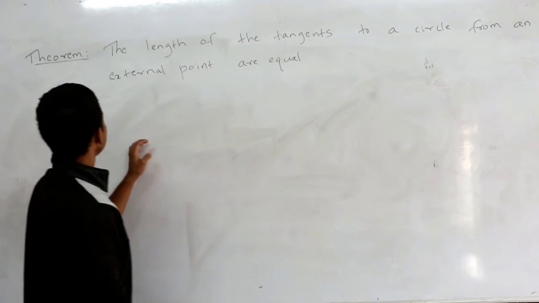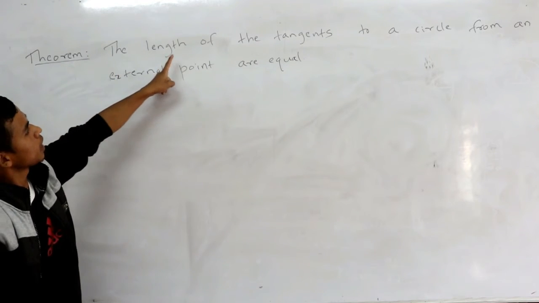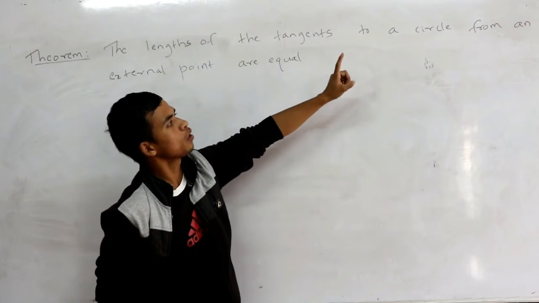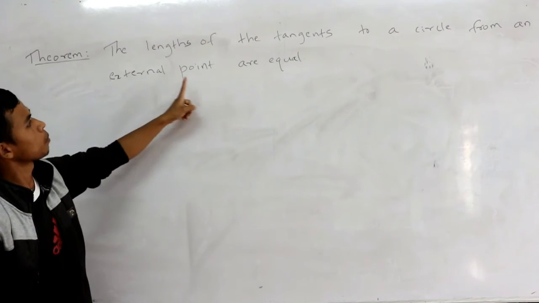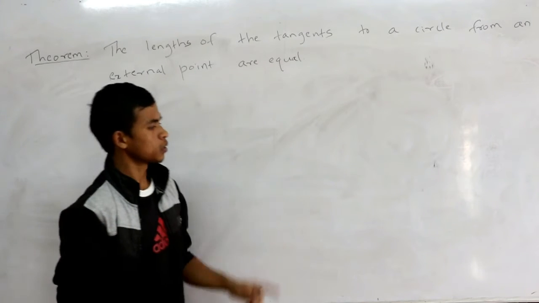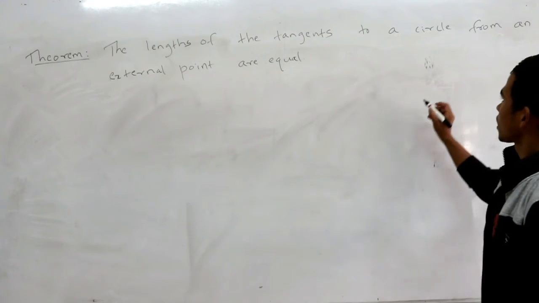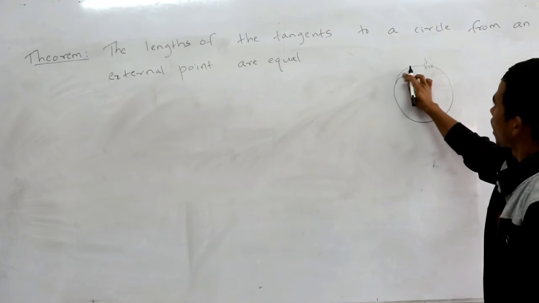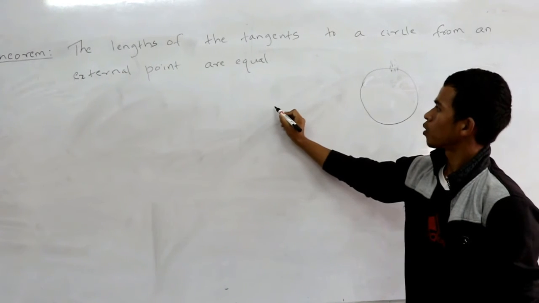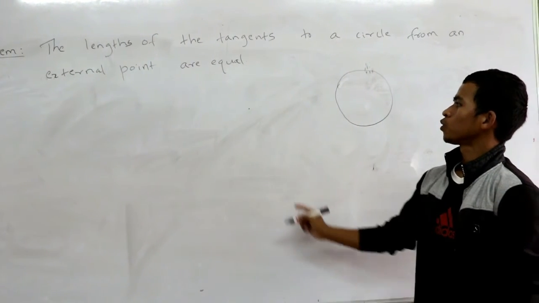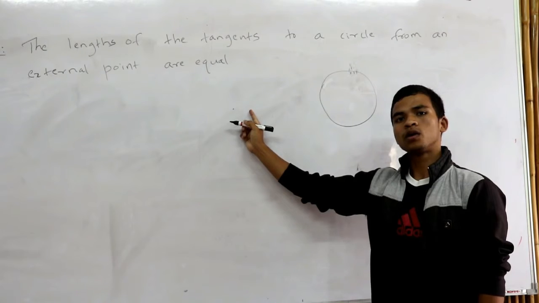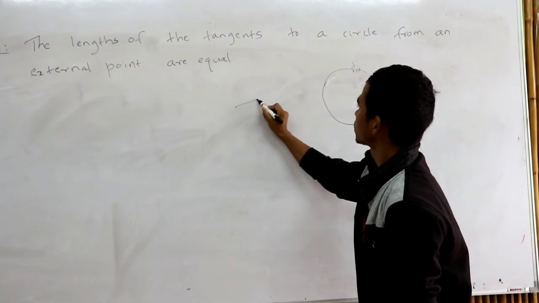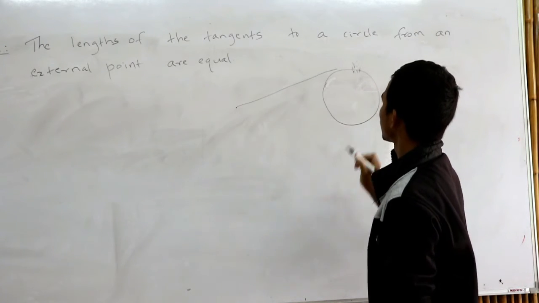Let us do this theorem, which states that the lengths of the tangents to a circle from an external point are equal. So we have a circle and the tangents, they are drawn from an external point. So from an external point we know that only two tangents can be drawn to a circle. So let us draw these two tangents.